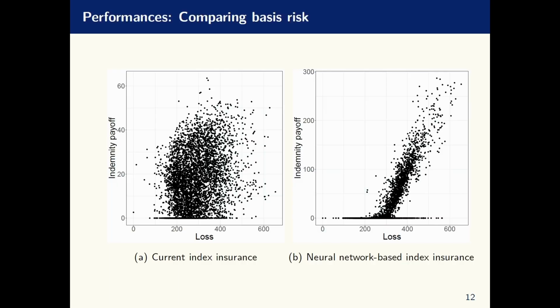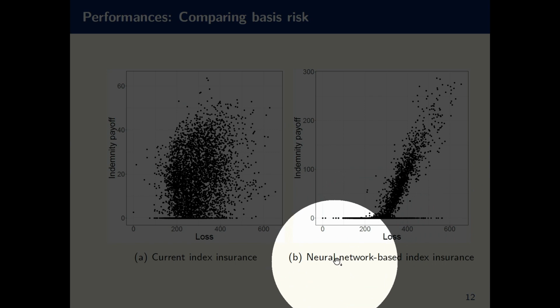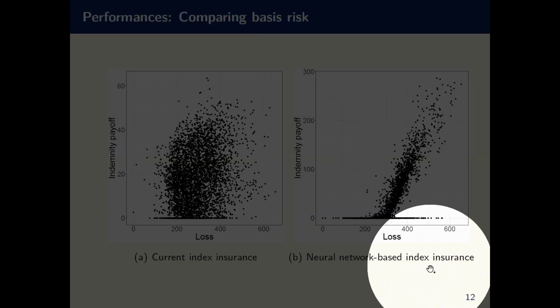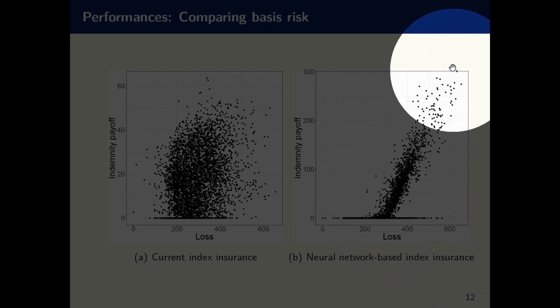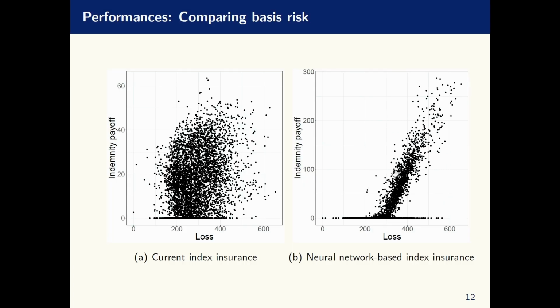And last, I'm going to show you the basis risk from these two different insurance contracts. The left panel, we already saw before, and the right one is our neural network-based index insurance. You can see those black dots located exactly on the 45-degree line. So our contract minimizes basis risk significantly.